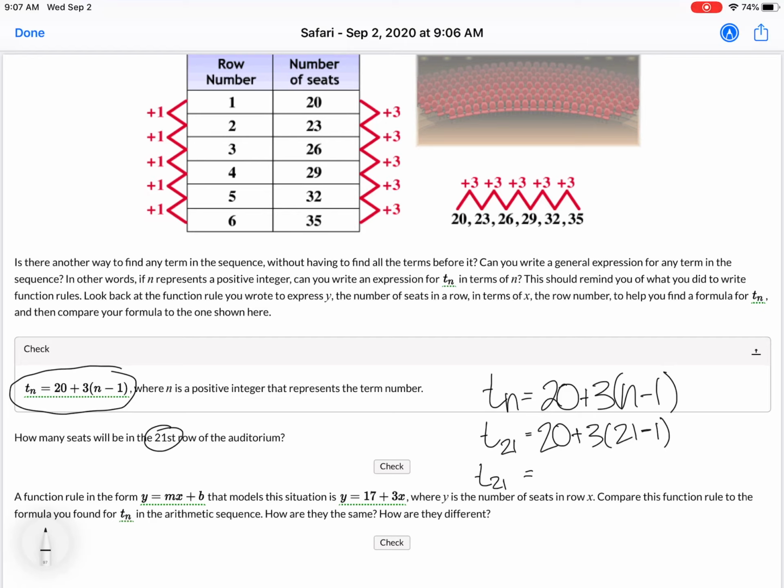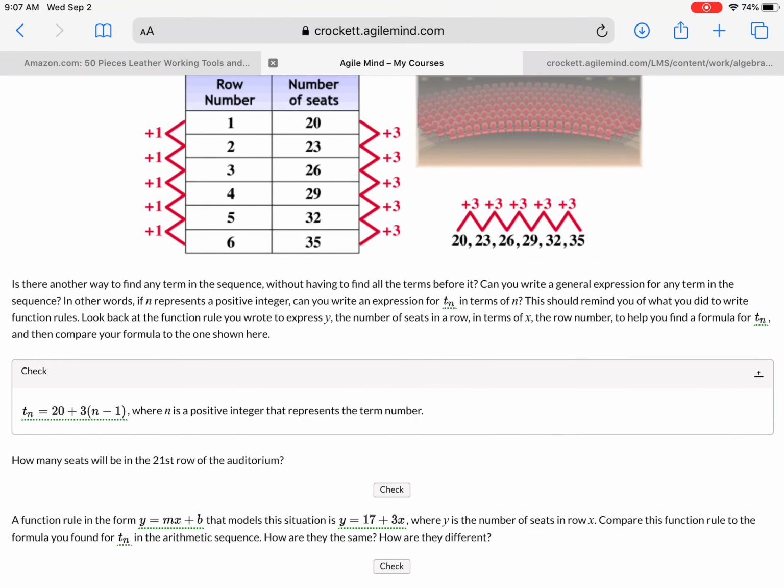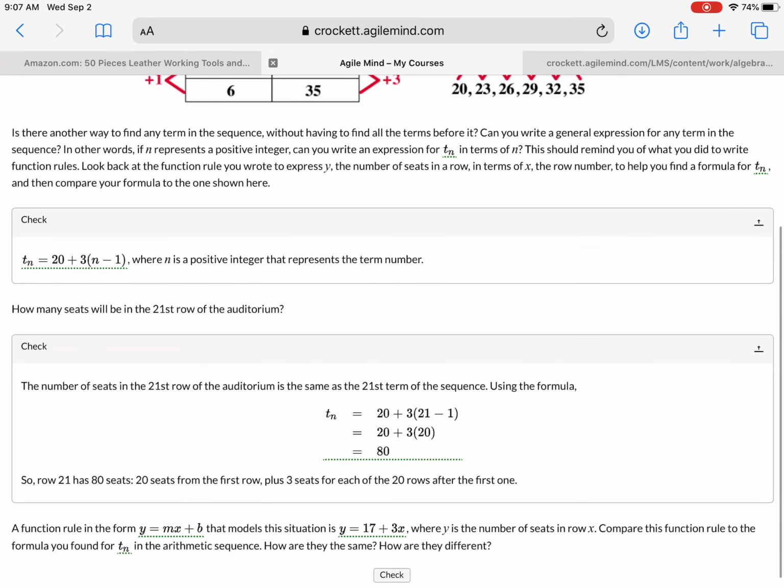Now we're just simplifying. 20 plus 3. 21 minus 1 is 20. Simplifying. 20 plus 3 times 20 is 60. So we have 80. So in the 21st row, there should be 80 seats. I'm going to click off the markup, and we're going to check ourselves. And if you look, they did the exact same thing as what we just did, okay?